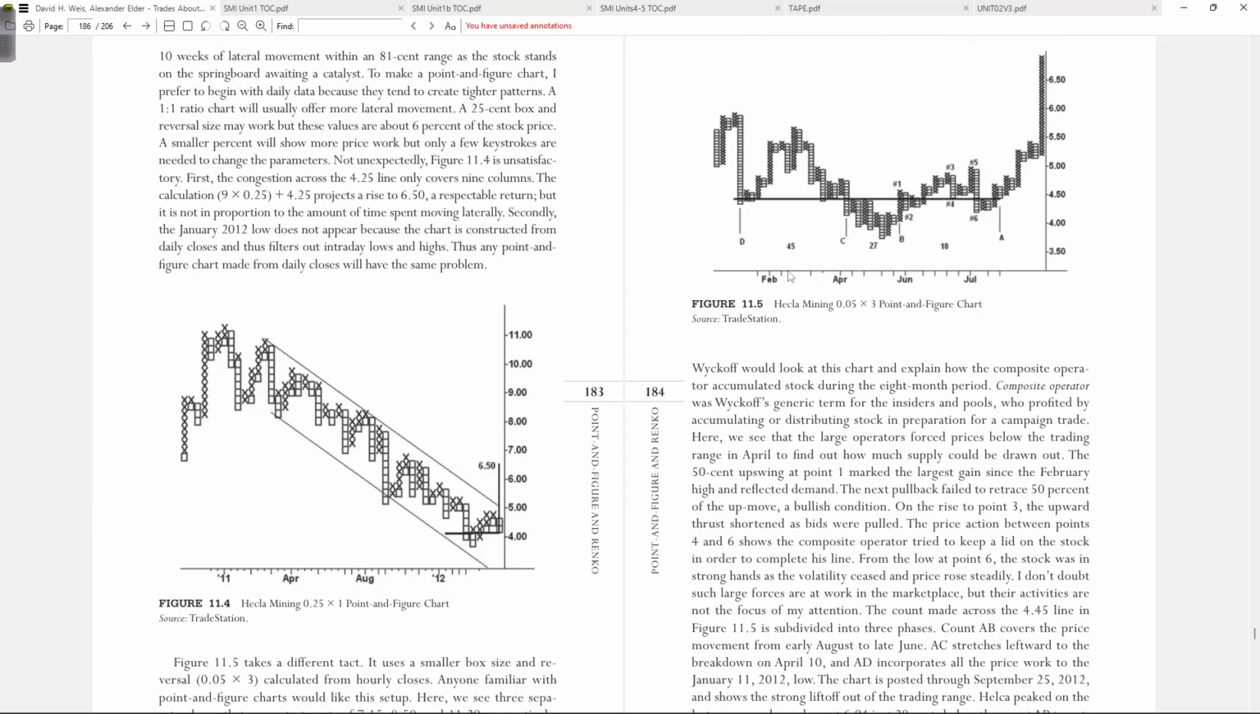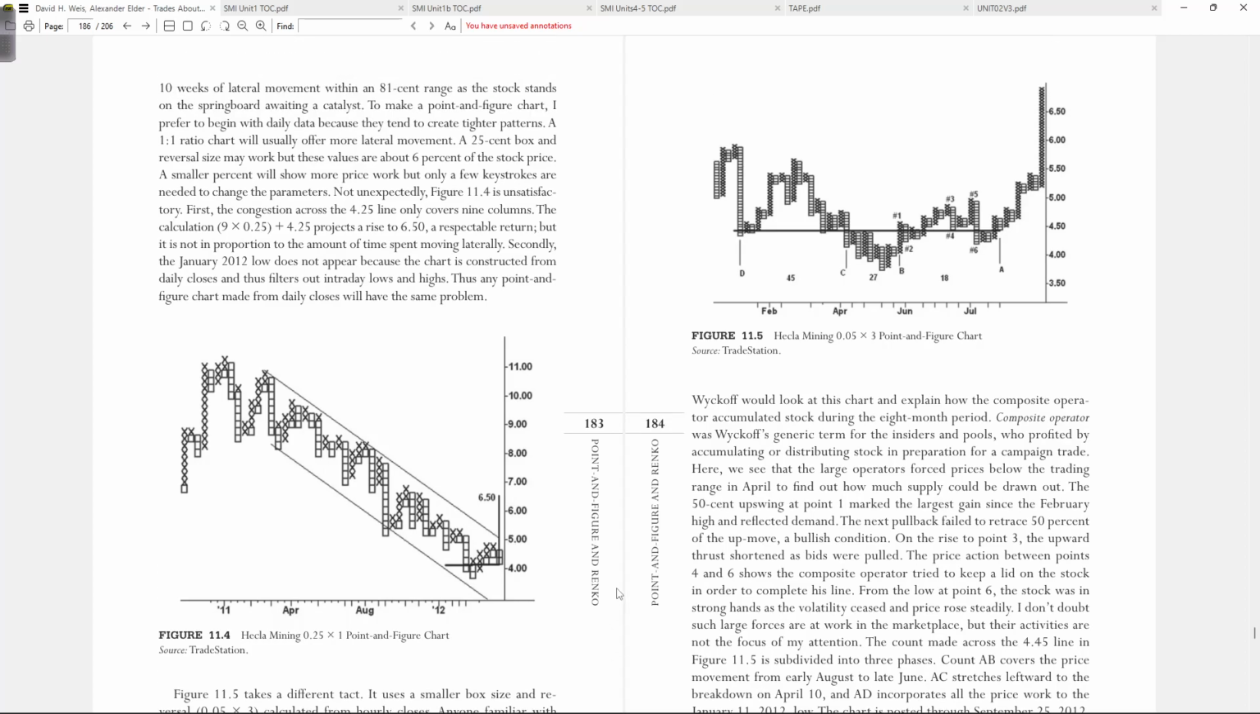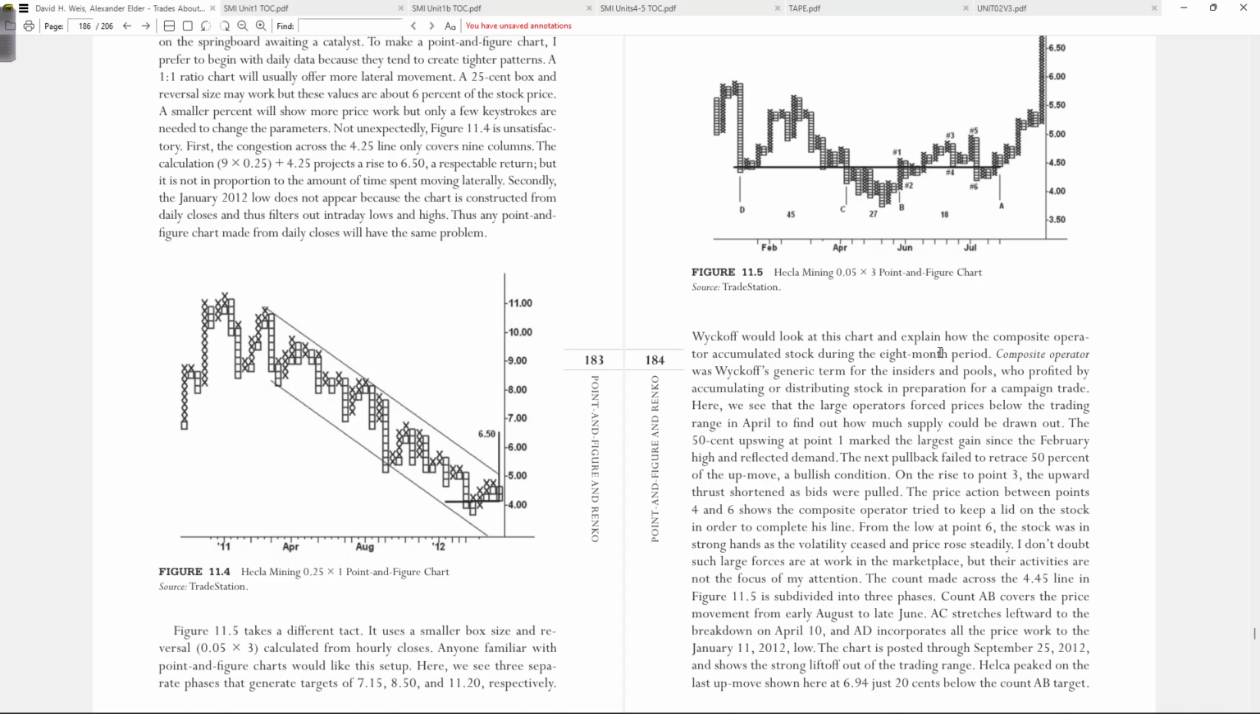Figure 11.5 takes a different tack. It uses a smaller box size and reversal, 0.05 by 3, calculated from hourly closes. Anyone familiar with point and figure charts would like this setup. Here we see three separate phases that generate targets of 7.15, 8.50 and 11.20 respectively. Wyckoff would look at this chart and explain how the composite operator accumulated stock during the 8-month period.